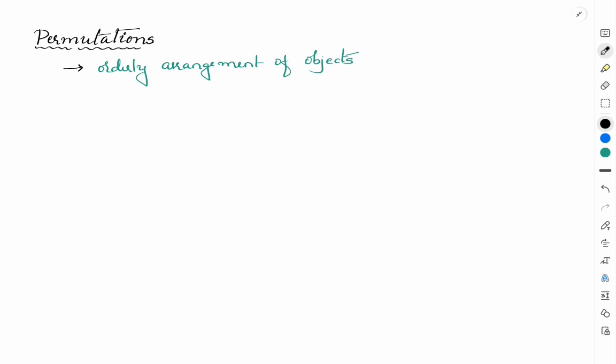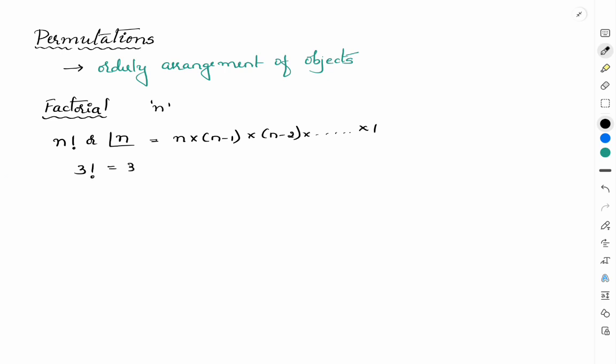Before moving into the formulas, let me discuss the term factorial. This factorial can be determined for any non-negative integer. Let me consider a non-negative integer n, and its factorial is represented as n factorial. This is the product of all the positive integers less than or equal to n. That means n factorial is written as n into n minus 1 into n minus 2, and this multiplication continues until we write 1. For example, 3 factorial is 3 into 2 into 1, which is equal to 6.